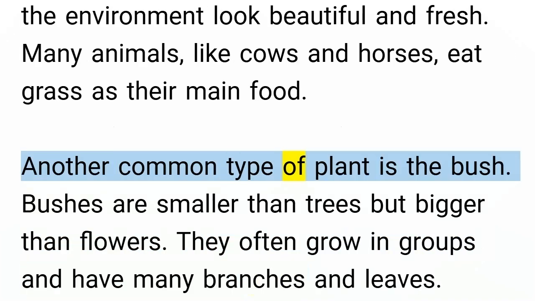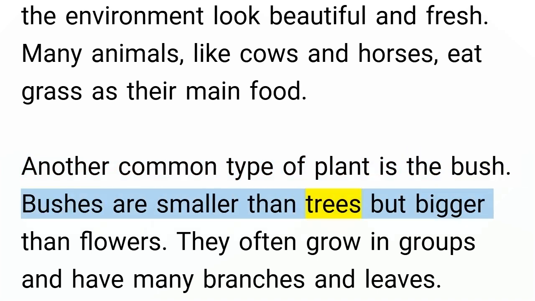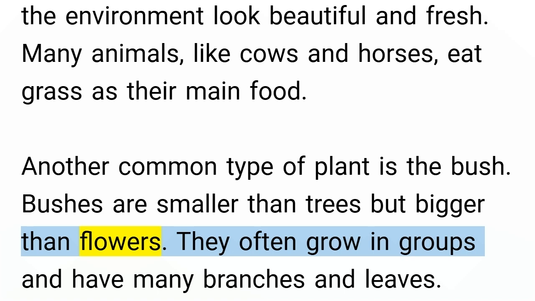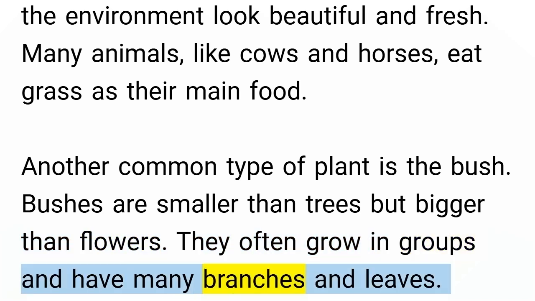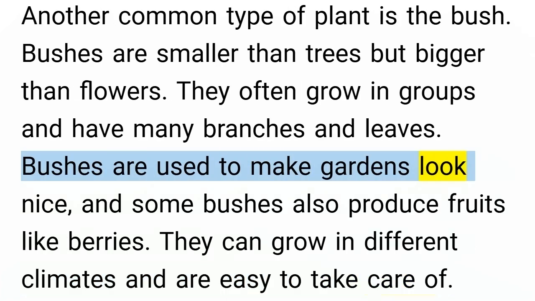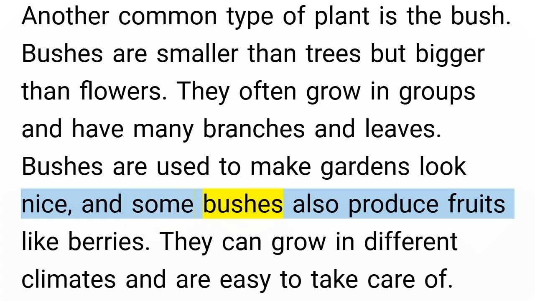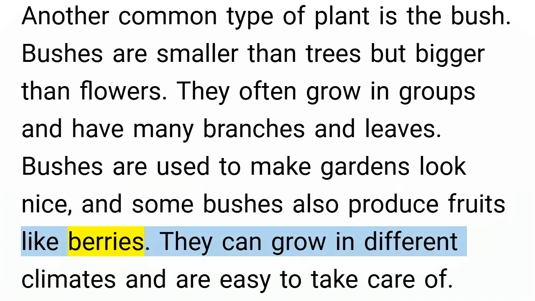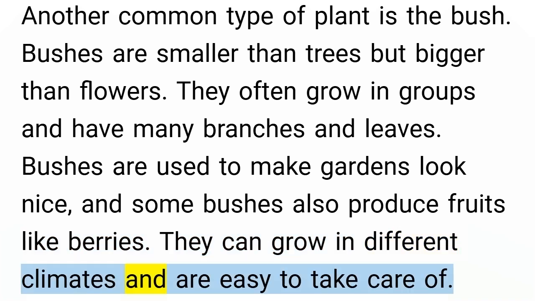Another common type of plant is the bush. Bushes are smaller than trees but bigger than flowers. They often grow in groups and have many branches and leaves. Bushes are used to make gardens look nice, and some bushes also produce fruits like berries. They can grow in different climates and are easy to take care of.